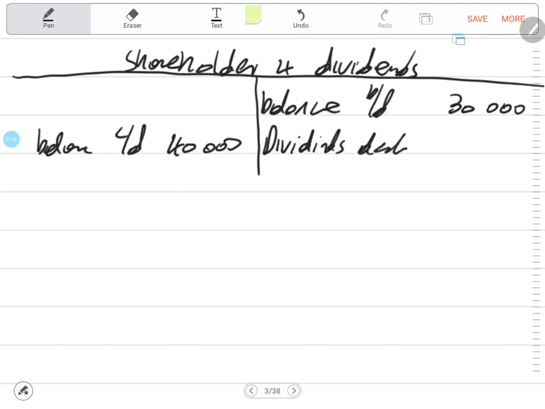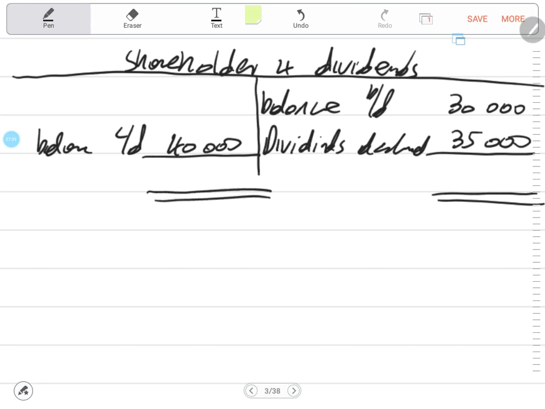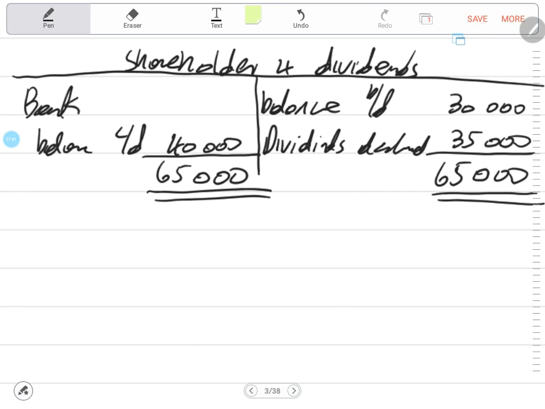Dividends that are declared are a liability due to shareholders, and this amounted to 35,000 rands. Then from a ledger account perspective, you draw a line in between. Then we get to 65,000 rands minus 40,000 rands. That will give us bank of 25,000 rands.